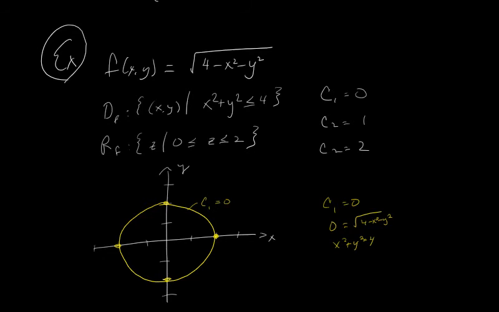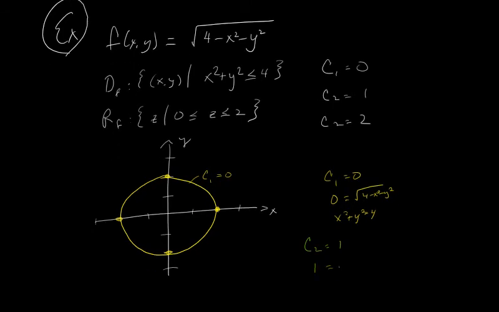All right, so let's now go to the next c. We have c2, which is equal to 1. So I've got 1 equal to the square root of 4 minus x squared minus y squared, which means x squared plus y squared is equal to 3. That's the circle of radius root 3, which is approximately 1.7 or so. So it's maybe right about here. That's going to be the radius of our next curve. So if I come around here like this, beautiful. That's my next curve.